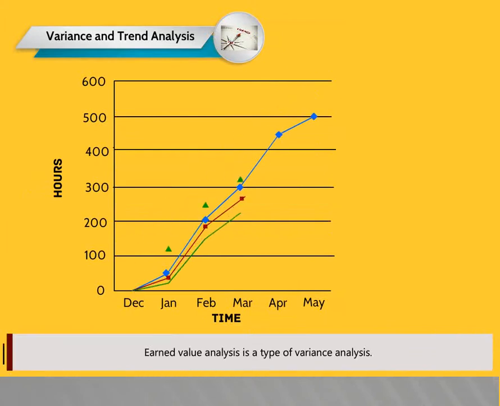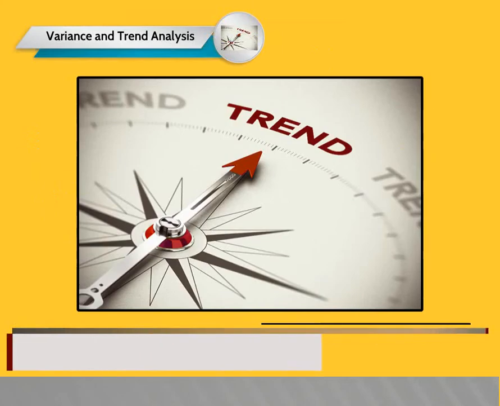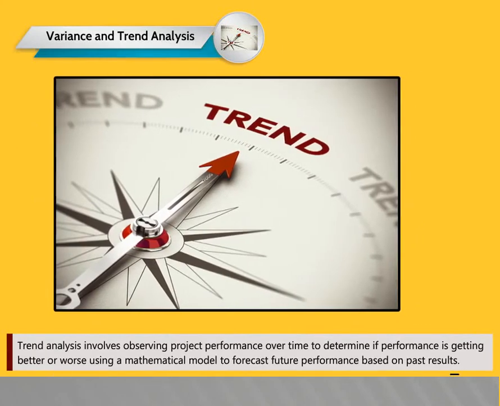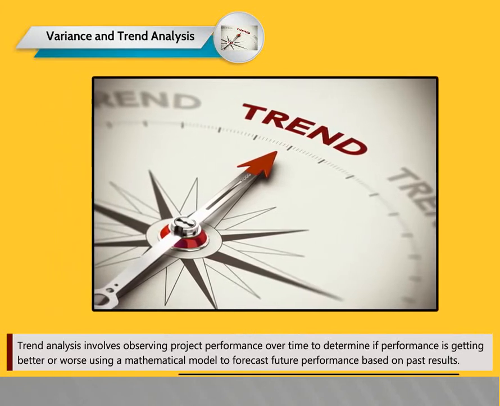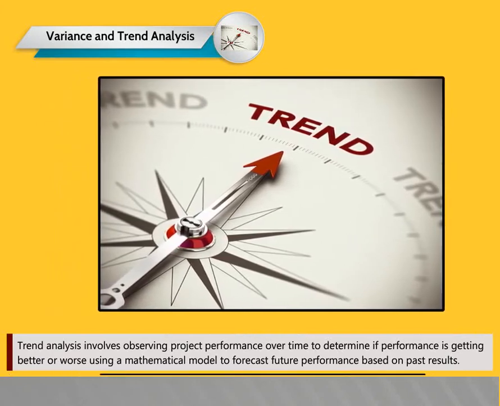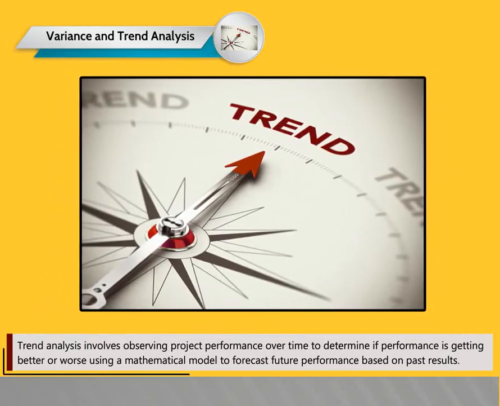Earned value analysis is a type of variance analysis. Trend analysis involves observing project performance over time to determine if performance is getting better or worse, using a mathematical model to forecast future performance based on past results.